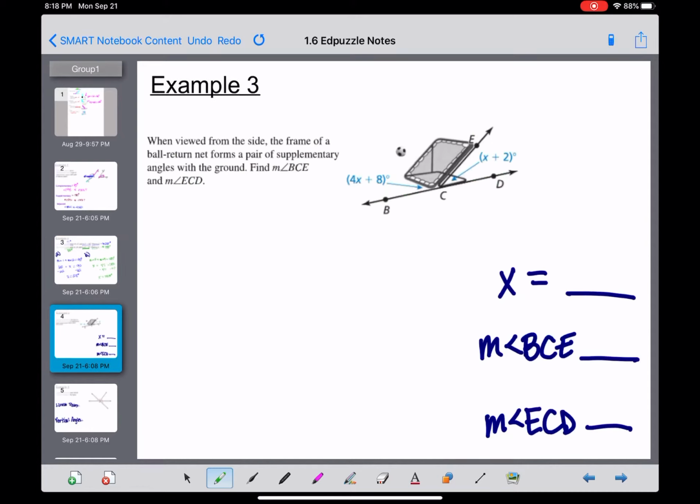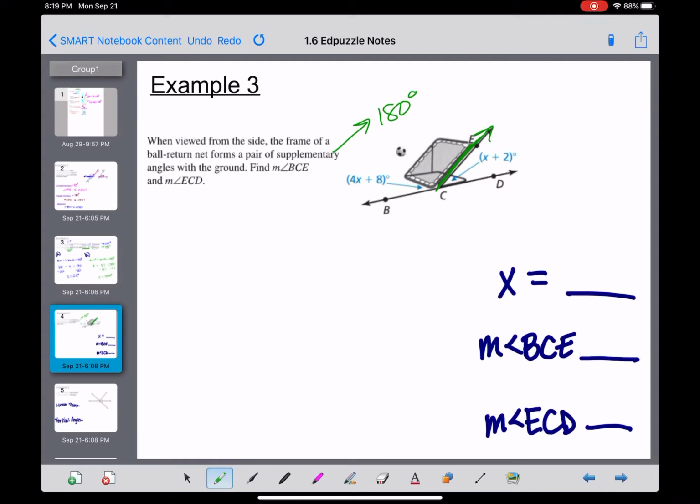Example 3 is looking at the view from the side of a frame of a ball return net, and it forms a pair of supplementary angles. This is also a linear pair because it has a common side. Either way, we know that for supplementary angles and linear pairs, the magic sum is 180 degrees.